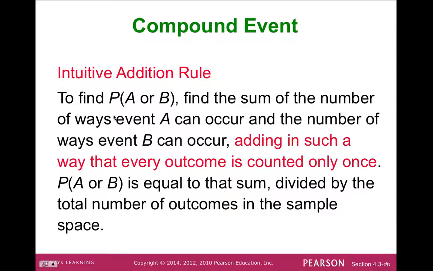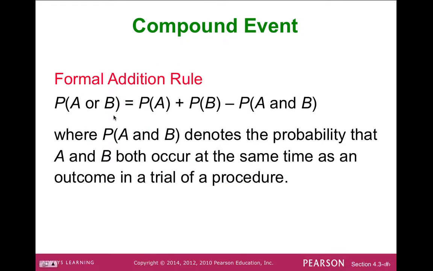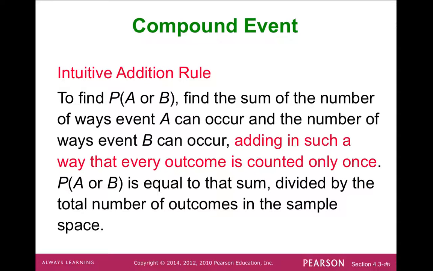Okay, so this was our formal addition rule. We also have what we call the intuitive addition rule, which is essentially just using words to describe what we just saw. And it tells us that to find the probability of A or B, we're going to find the sum of the number of ways A can occur and the number of ways B can occur, and we're going to add them together in such a way that every outcome is only counted one time. So the probability of A or B is equal to that sum divided by the total number of outcomes in the sample space.